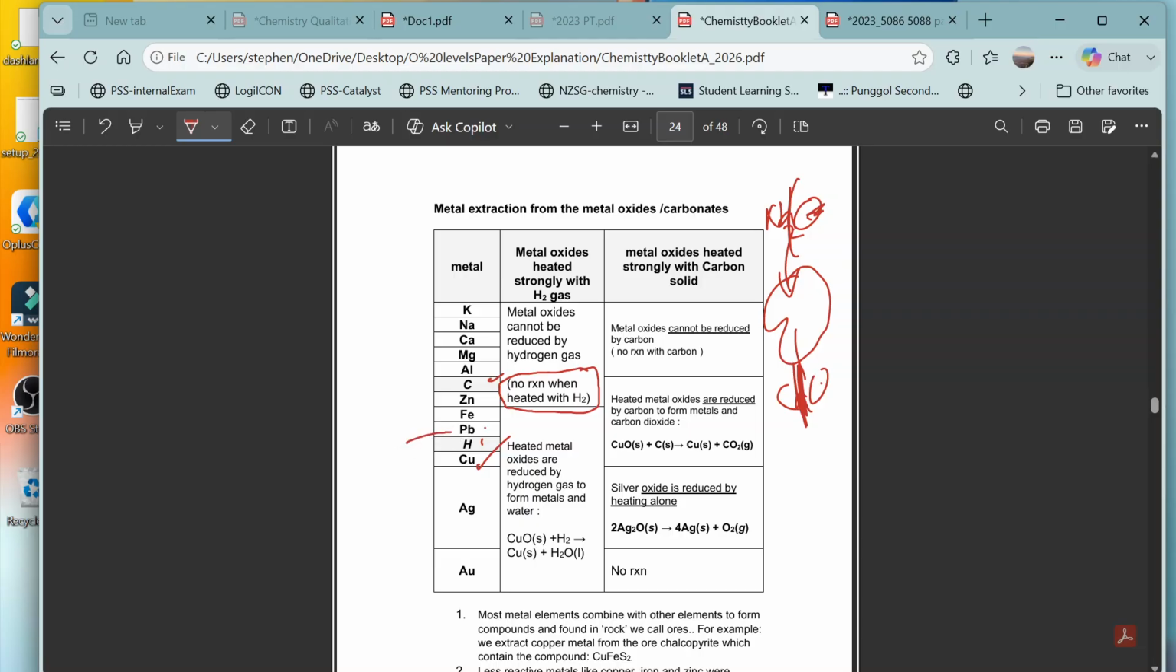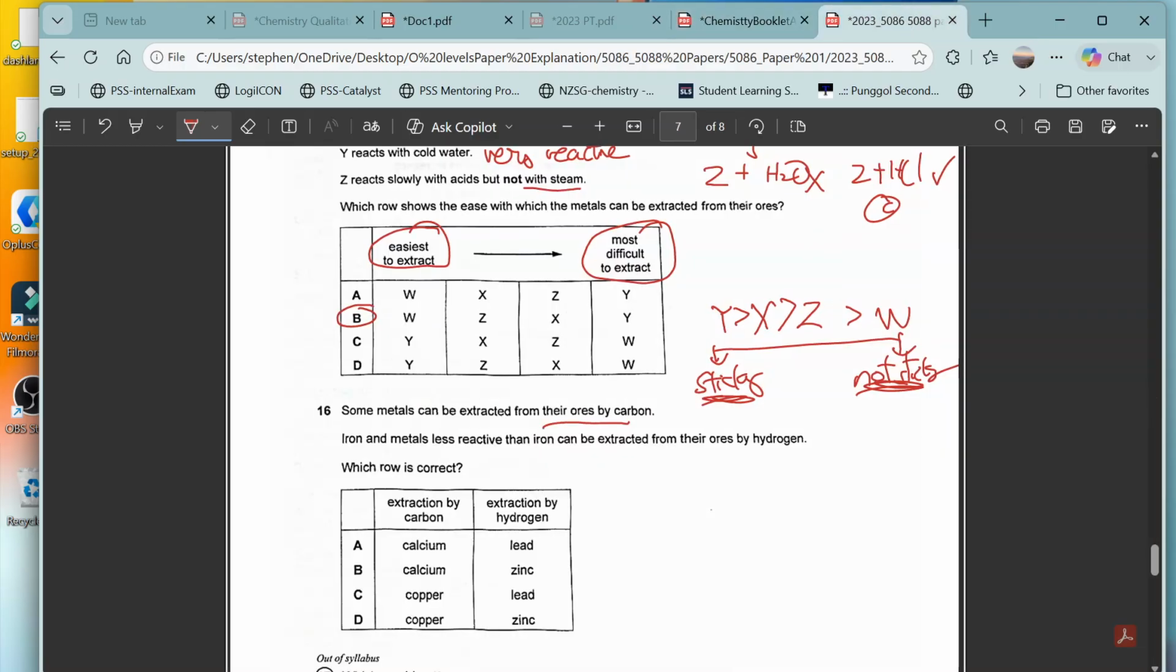Lead has a reaction. So if that's the case, copper, zinc, this one has no reaction, right? What does that mean? That means when you use zinc oxide and react it with hydrogen gas, there's no reaction, no extraction. I mean nothing. You cannot pull the zinc away from the zinc oxide. Then what does this mean?